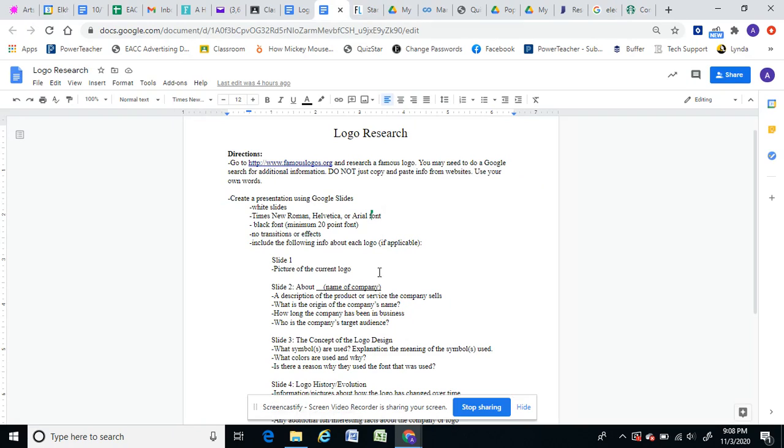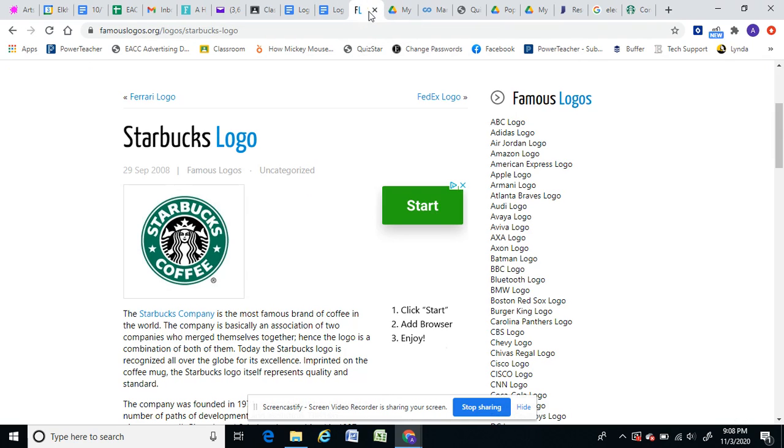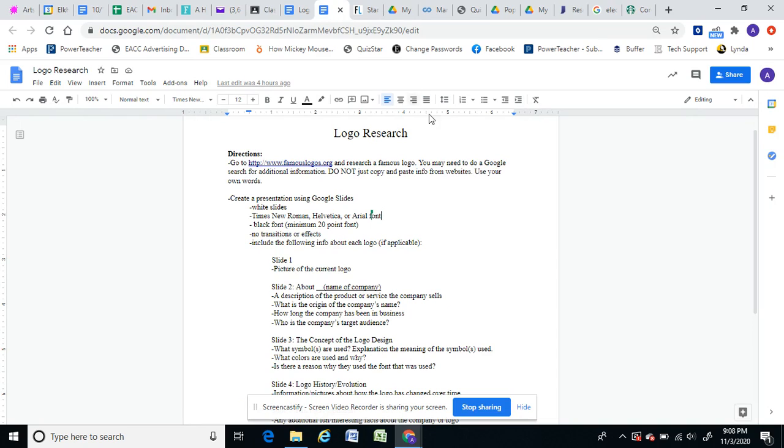Another question that you might answer is what colors are used and why? So again, hopefully this website will give you some of that information. If not, you may need to Google it. If you can't find the information anywhere on the internet, then just don't include it.